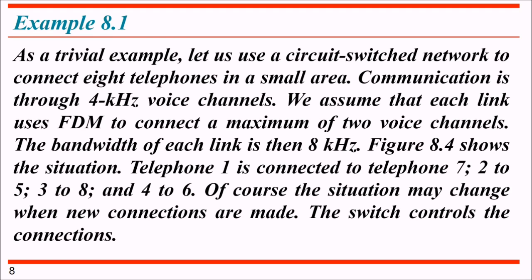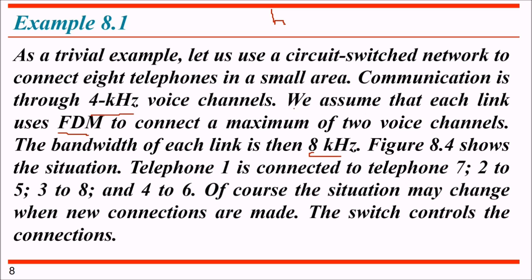As a trivial example, let us use a circuit switch network to connect 8 telephones in a small area. Communication is through 4 kilohertz voice channels. We assume that each link uses frequency division multiplexing to connect a maximum of 2 voice channels. The bandwidth of each link is then how much? 4 kilohertz for 1 voice channel. So as I said, n channels. For 2 voice channels, it will be 4 into 2, that is, 8 kilohertz.